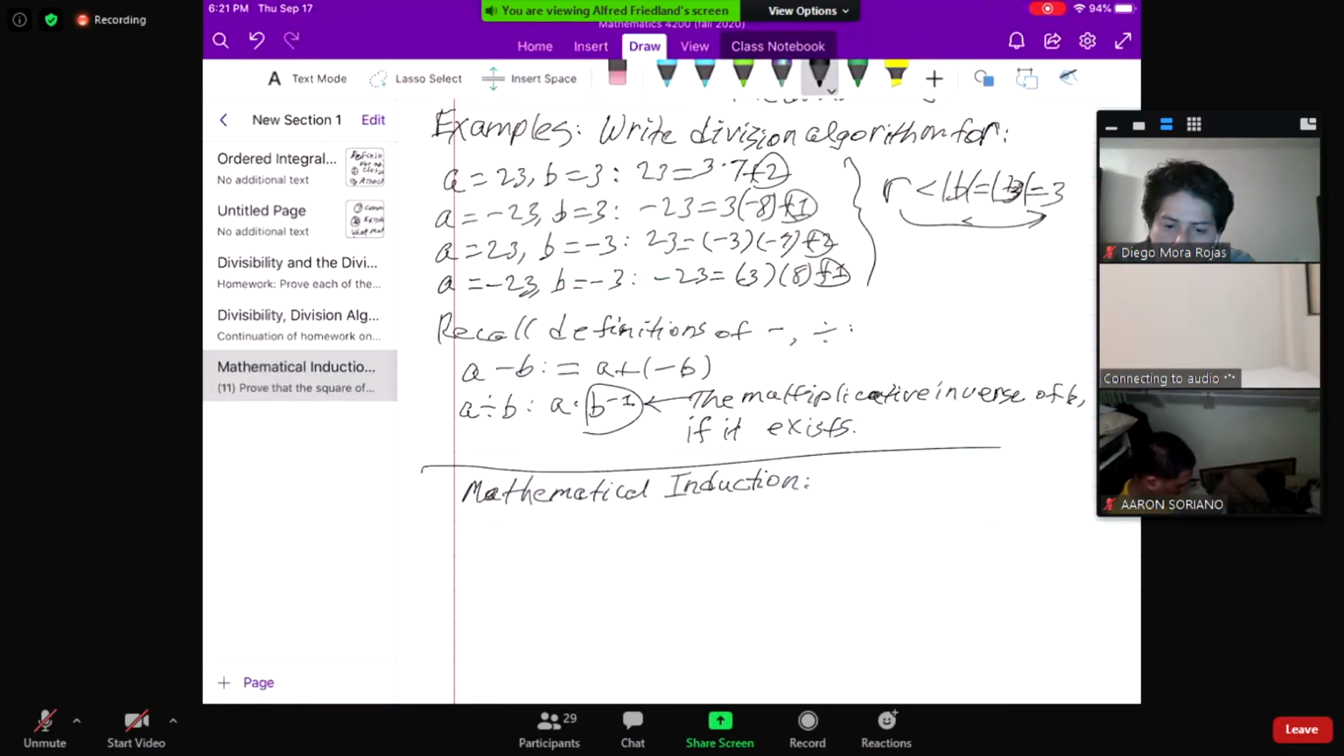In deduction, I'm talking about deduction now, you start with a general principle and apply it to an individual case, such as, if you say that the sum of two even integers is even, then from that you can deduce that 6 plus 98, being two even integers, would be an even integer.